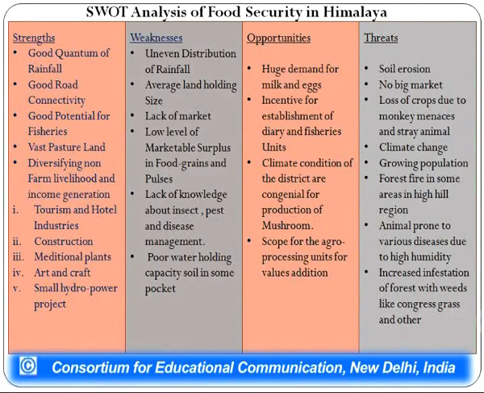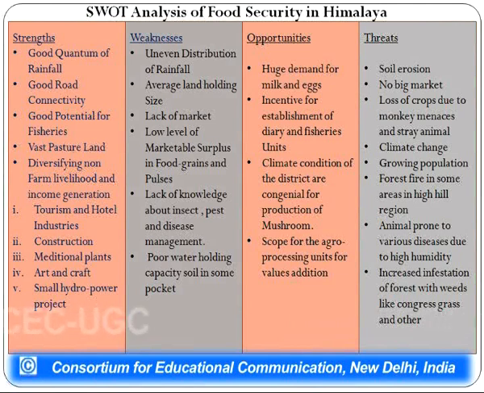Now you can see the SWOT analysis, strength, weakness, opportunity and threat of food security. What are the strengths? Good quantum of rainfall, good road connectivity, good potential of fisheries, vast pasture land, diversifying non-farm livelihood and income generation, tourism and hotels so people can get substantial additional income, medicinal plants, art and craft, small hydropower.